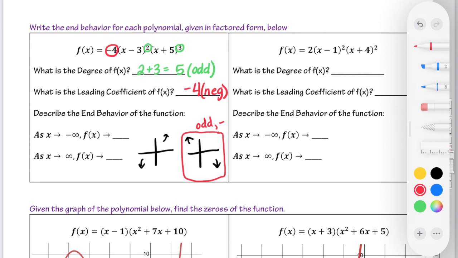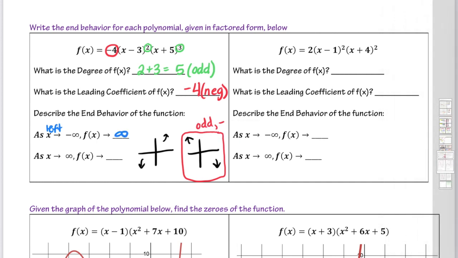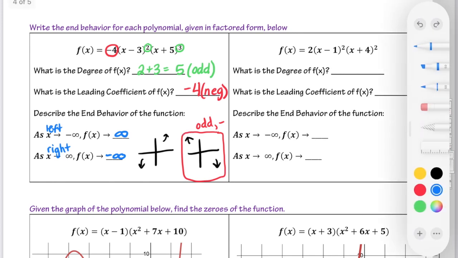So now I just have to describe that end behavior in my statement. So as x goes to negative infinity, that's talking about the left side of my sketch. On the left side, it's going up, so f of x is going to infinity. And then on the right side, as x goes to positive infinity, f of x is going down, so f of x is going to negative infinity. So this is positive, negative infinity for y. Okay.